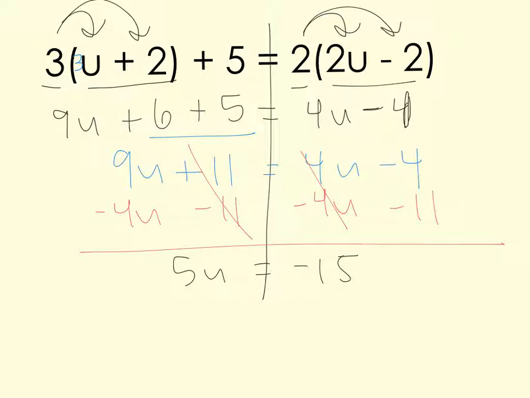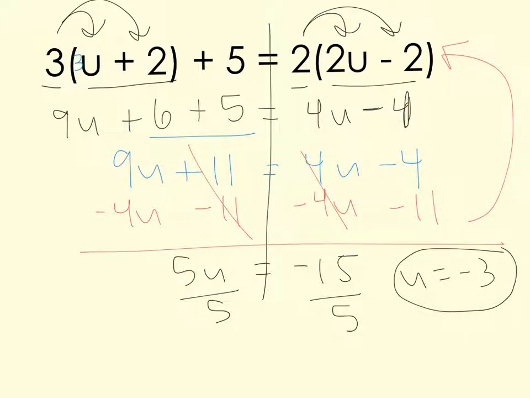Last step to undo multiplication is to divide. So divide by 5, so u equals negative 3. And a way I can check my answer is by plugging in negative 3 back into my original equation up here, wherever I see u, and that will work out. I'm going to save time and not do that, but you should be checking that.